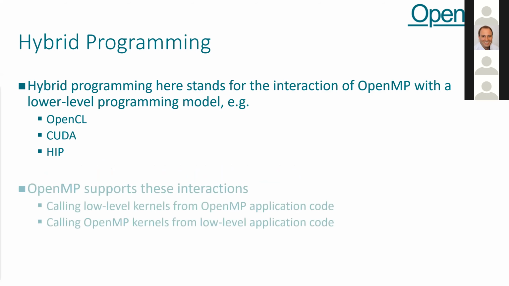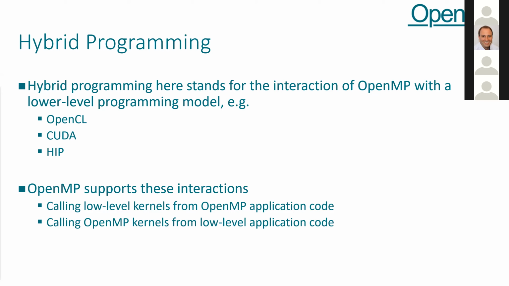What we do support in OpenMP is that you can actually call a low-level kernel from OpenMP application code. So you keep most of your code with OpenMP offload directives, data management directives, and so forth, and you can invoke a low-level kernel that is written, say, in HIP. The other thing we can support is calling an OpenMP kernel from low-level application code. If you had written your compilation unit in HIP code, then you can invoke an OpenMP target kernel from that low-level code as well.